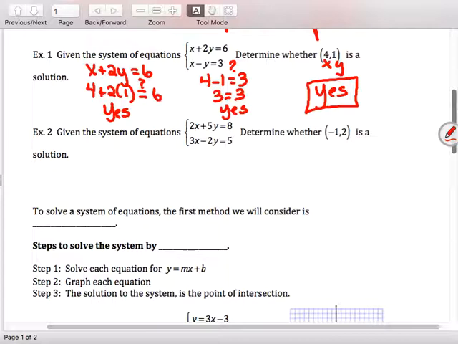All right, I'm going to pause and I want you to try example 2 on your own. Given this system, determine whether negative 1 comma 2 is a solution. Now, if you get a no on the first one, you don't need to waste your time. You just stop. But if you're asked this on the next quiz or test, you need to show that you plugged it into each one and whether you got yes or no.